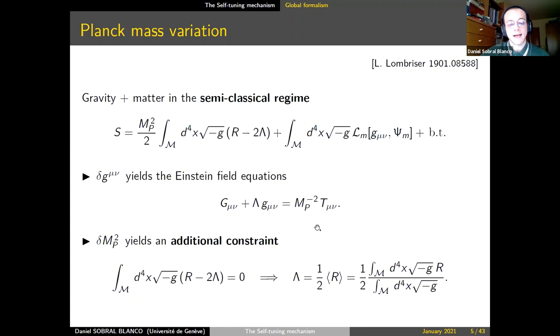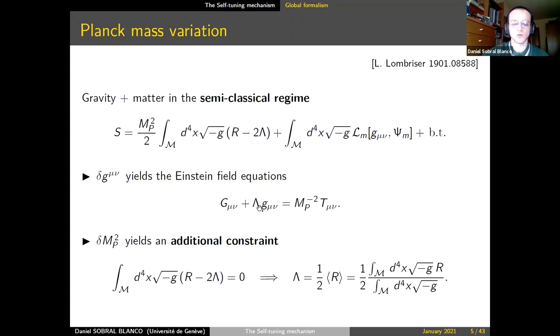And the ingredient that we propose to add to this picture is to perform an additional variation of this action with respect to the Planck mass, to the square Planck mass. What we achieve with this is an extra dynamical constraint that will be useful, as I will show later, in order to cancel out the vacuum energy contributions that came from this part that always spoil the observations that we make about the cosmological constant, because all the vacuum energy contributions that appear from here will contribute to this term.